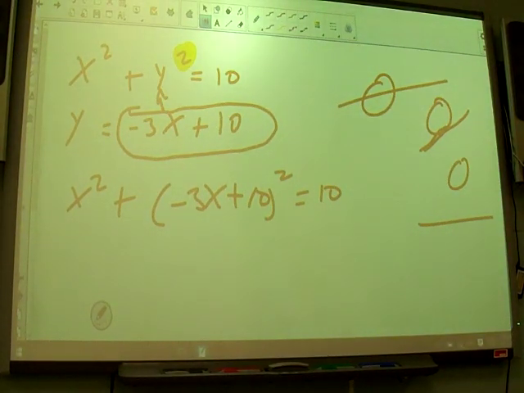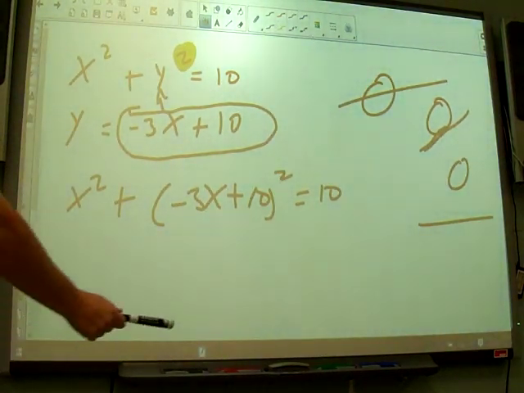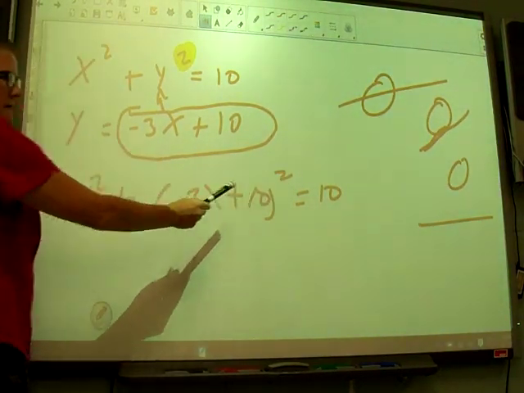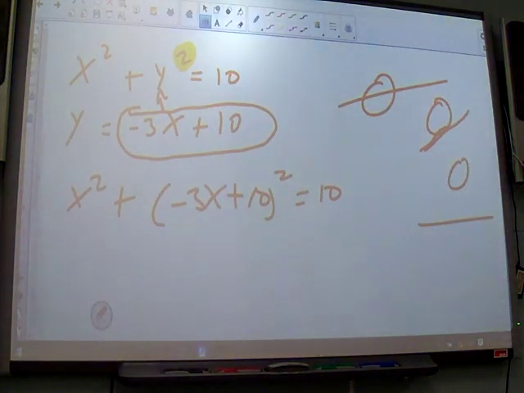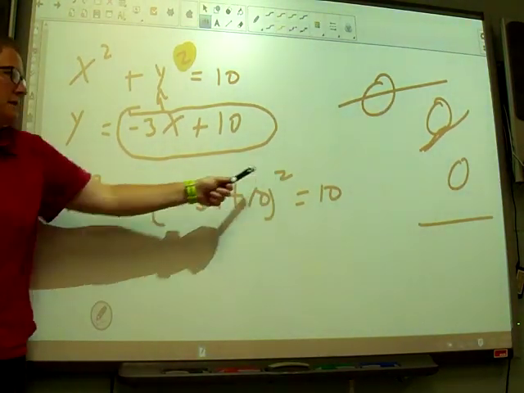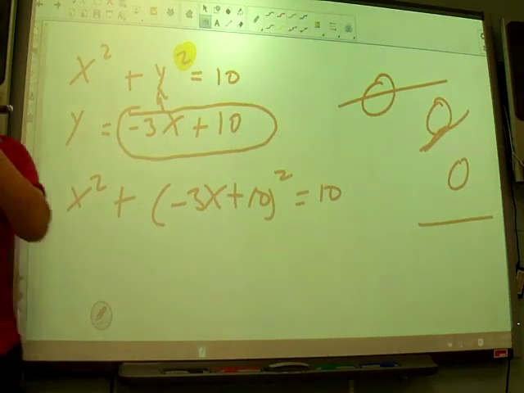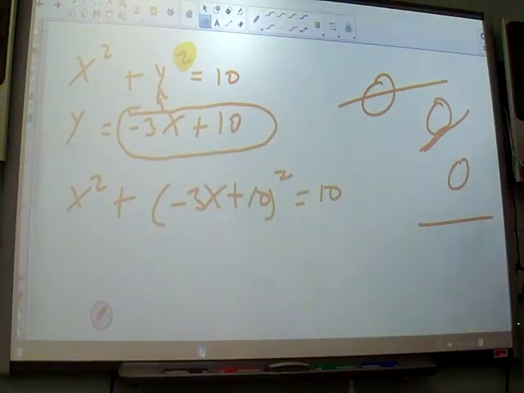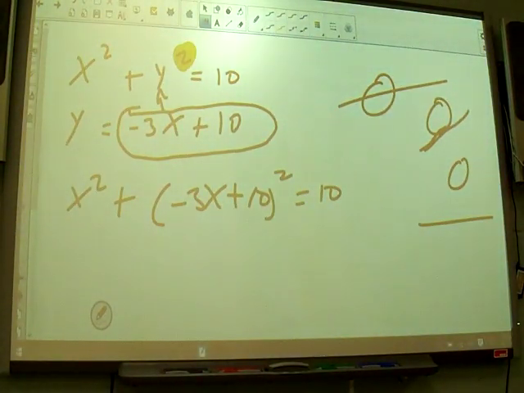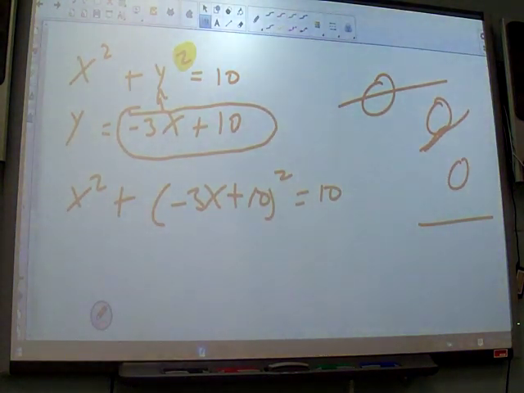That negative 3x plus 10 squared does not mean 9x squared plus 100. No way, Jose. You do not just get to distribute that to both of them. Anytime you have a whole quantity squared, that means you have to write that quantity twice.